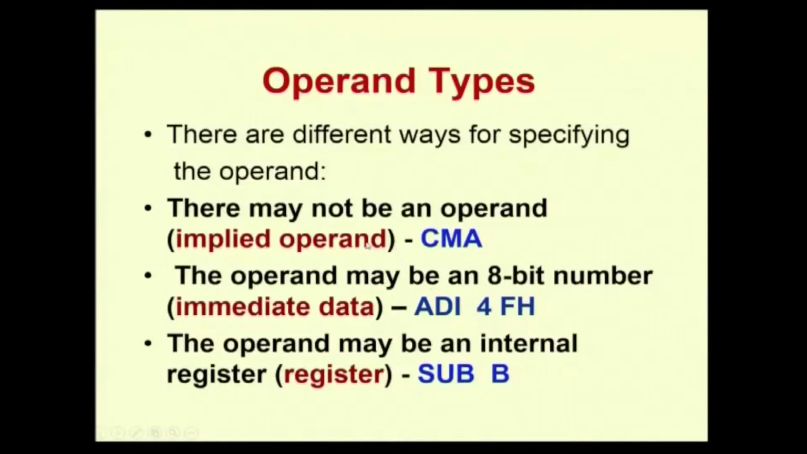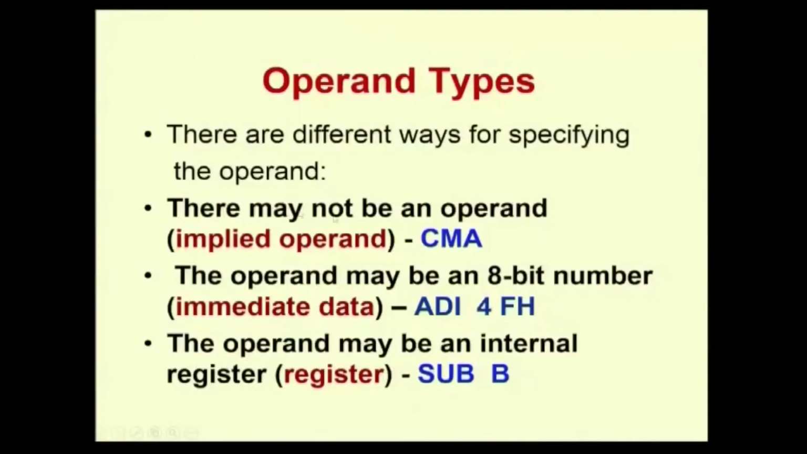Sometimes the instruction may not be followed by an operand. In this case the instruction is followed by an operand, but in the case of CMA, A means accumulator, so we are not writing what number is to be compared. We simply say compare the content in the accumulator. Another register also can be an operand. If you want to subtract, what to subtract? You have to subtract the contents of register B. So, B is the operand. We are seeing the different types of operands.